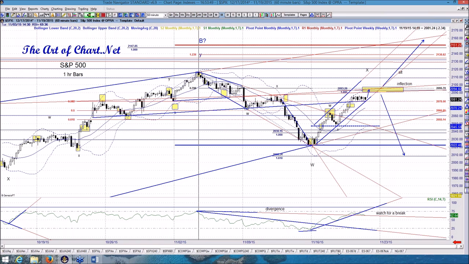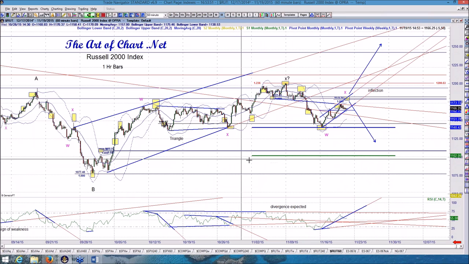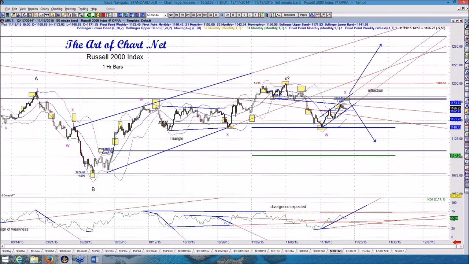Let's move on to the Russell. Anybody here trade the Russell? We have neckline resistance. The Russell is behind everybody else. We're at neckline resistance. We're stuck between the neckline and the weekly pivot. The dotted line here is the weekly pivot.